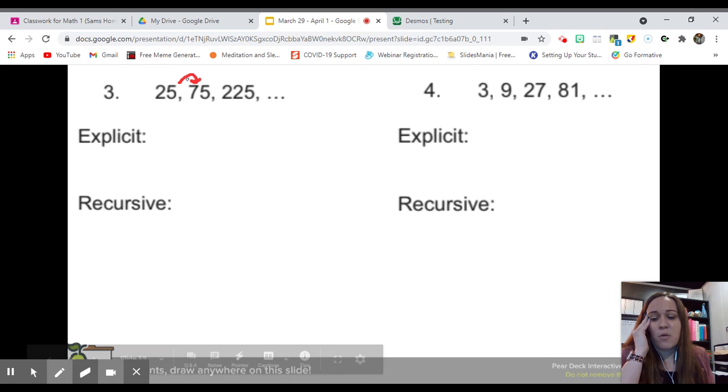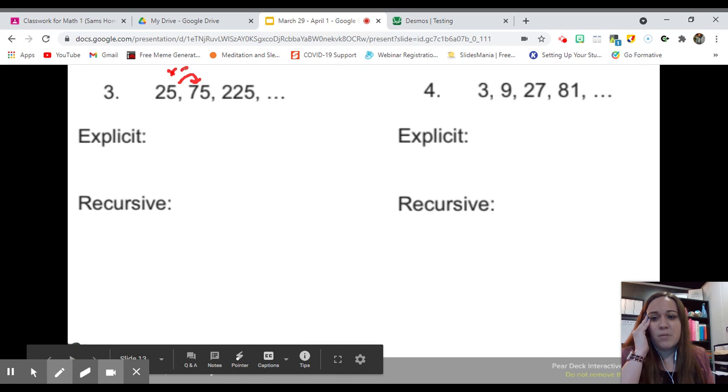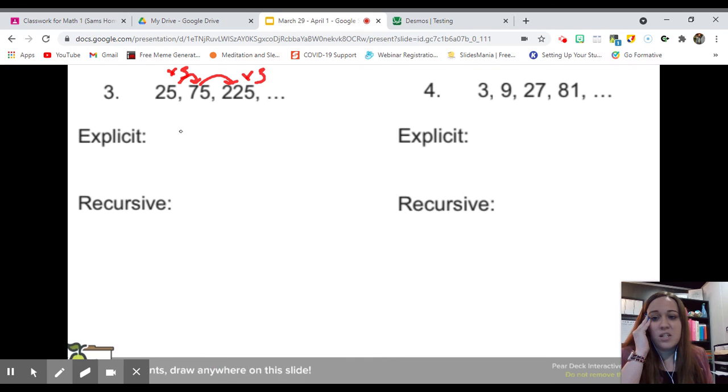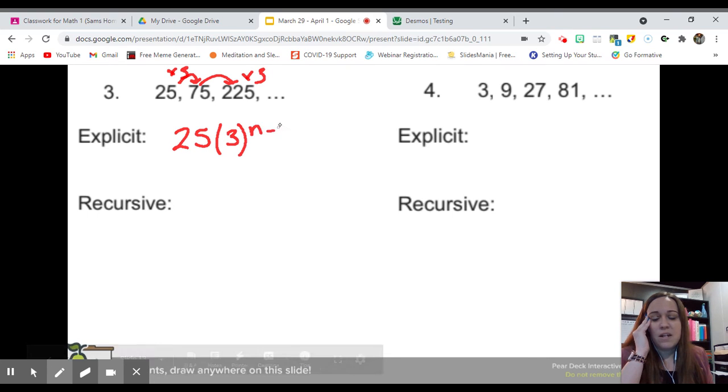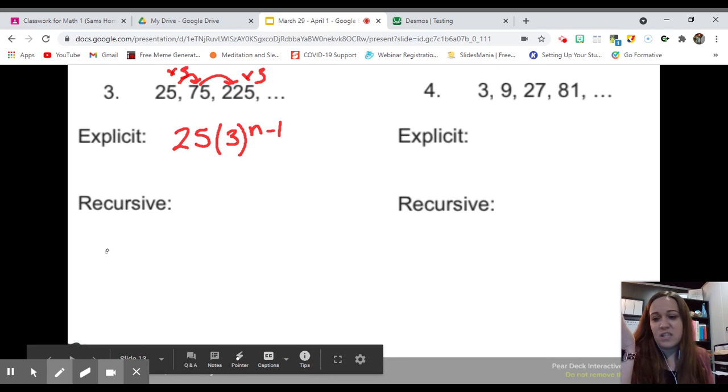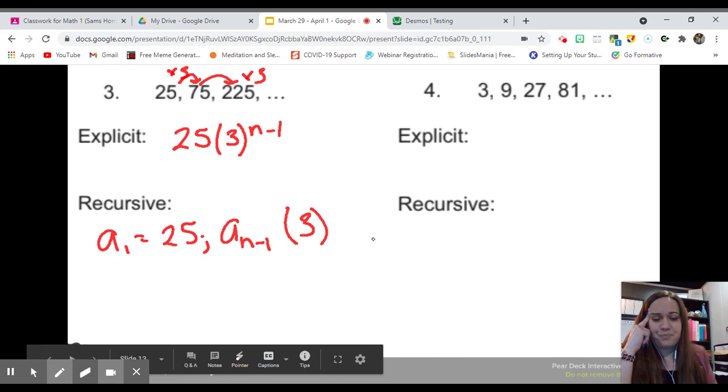So here, I'm going from 25 to 75, I multiply by 3. 75 to 225, I multiply by 3. So my explicit formula states that I have the very first term, which is 25, times my ratio, and then n minus 1. My recursive formula is just asking me to identify the first term, which is 25, A sub n minus 1, and then my ratio was 3.